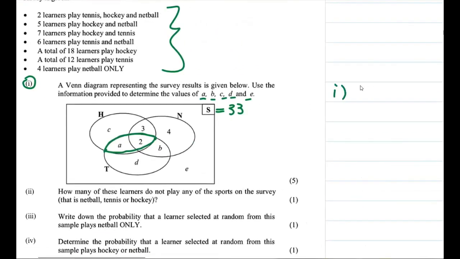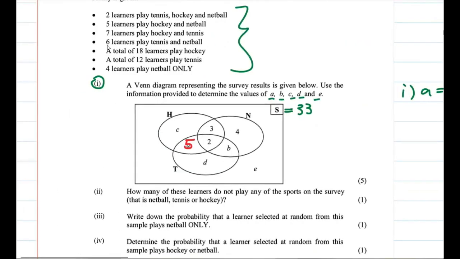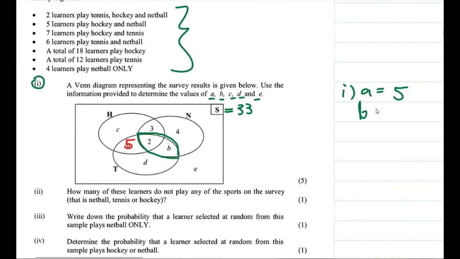It's 7 minus 2, which is equal to 5. Perfect. So this is 5. I'm going to write it here. Great. Now they say 6 learners play tennis and netball. Tennis and netball, that's this area over here. So what does that tell me about B? It's 6 minus 2, which is 4. So this is 4. Great. So write this out.